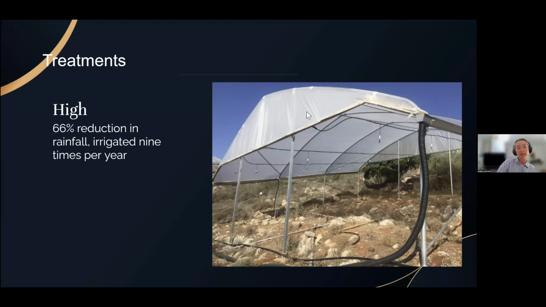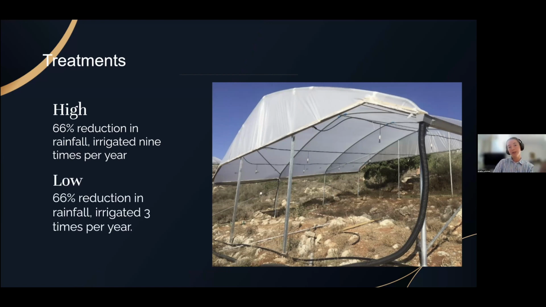In the high treatment, we have a 66% reduction in rainfall, and it's irrigated 9 times per year in the winter months. And we have the low treatment, which is also a 66% reduction in rainfall, but rather than 9 irrigations, it's only irrigated 3 times. And the irrigations are very far apart.